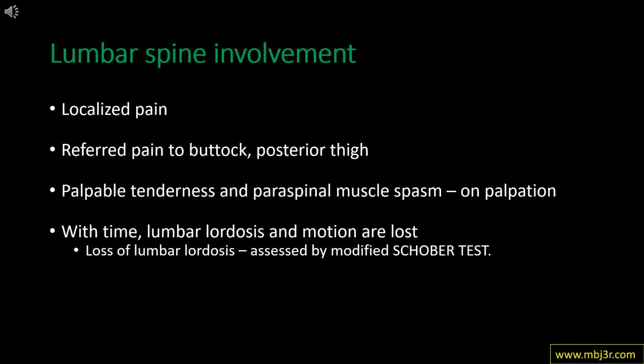Lumbar spine involvement. Usually the patient presents with a localized pain, referred pain to the buttock or posterior thigh, palpable tenderness and paraspinal spasm on palpation. With time, lumbar lordosis and motion are lost. Loss of lumbar lordosis is assessed by the modified Schober's test.